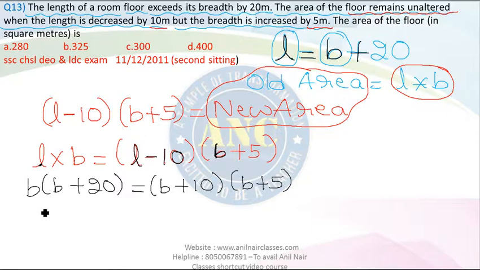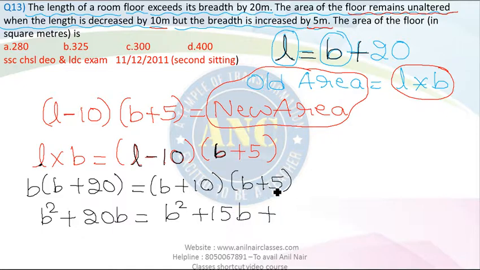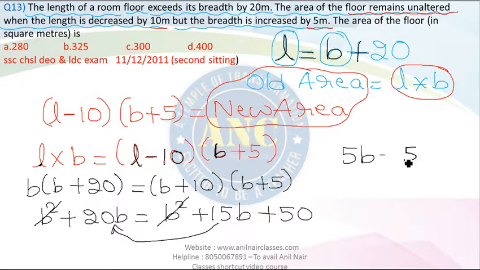Now if I observe carefully, left hand side is B square plus 20B. Right hand side is B square plus B into 5, 5B, B into 10, 10B, it is 15B, plus 10 into 5 is 50. B square cancels. 20B minus 15B is 5B. 5B is equal to 50, so B is equal to 10.